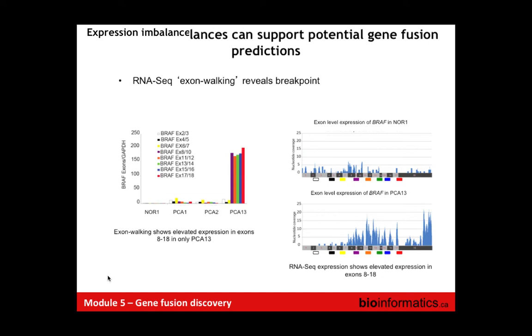So when you run for gene fusions, it would be a good idea to rerun your RNA-Seq for gene expression to corroborate the gene fusions. Yeah, it can be. I would definitely go and look at the expression estimates at an exon by exon level along with your fusion predictions.